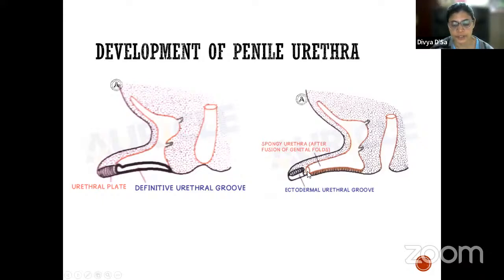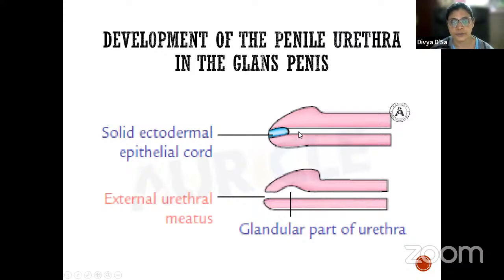So now this portion, okay. So the cord canalizes. Basically here what happens, this glans penis, no? From the tip, here we can see it better. At this tip, these cells from the surface ectoderm proliferate and form a solid ectodermal epithelial cord. This epithelial cord will canalize and form the terminal part of the urethra and the external urethral meatus. So you should know that the urethral portion near the glans is derived from the ectoderm, whereas the remaining part was from the endoderm.